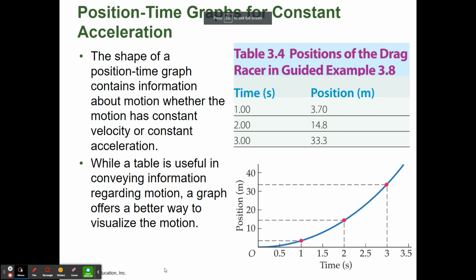All right. So the shape of the graph will contain a lot of information, like most of them do. All these position versus time graphs that we do contain a lot of information that can tell us about the velocity, about the speed, and about the acceleration of that object. So here is our data table, and then here is our actual graph. And you can see the graph just gives us more of a visual for what's going on in the data table.